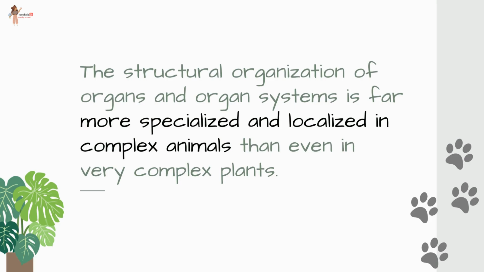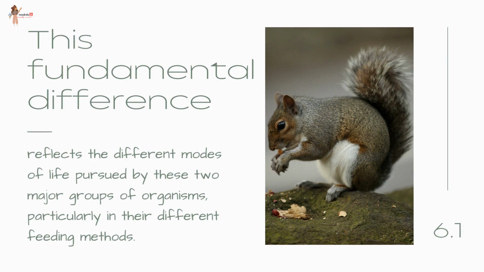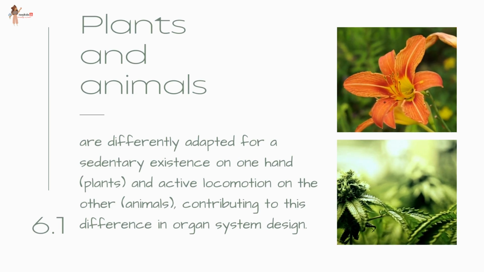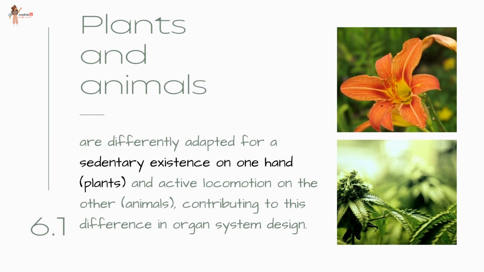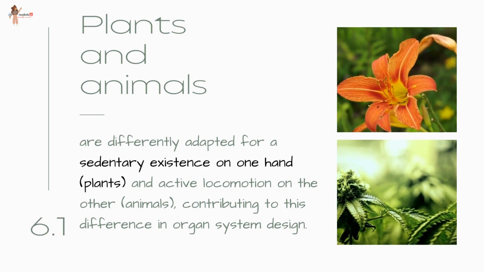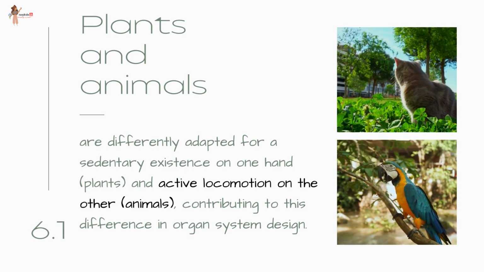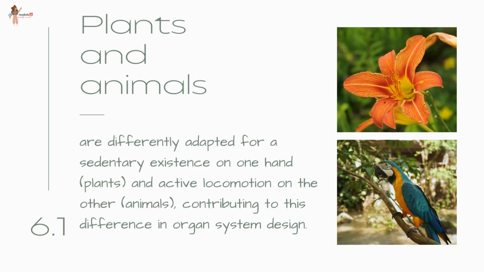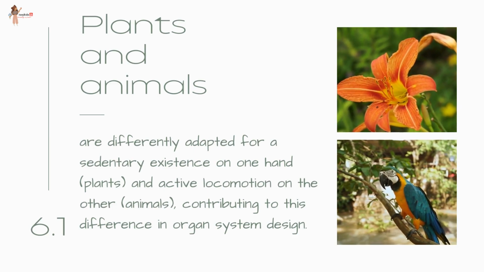The structural organization of organs and organ systems is far more specialized and localized in complex animals than even in very complex plants. This fundamental difference reflects the different modes of life pursued by these two major groups of organisms, particularly in their different feeding methods. Also, they are differently adapted for a sedentary existence on one hand and active locomotion on the other, contributing to this difference in organ system design.